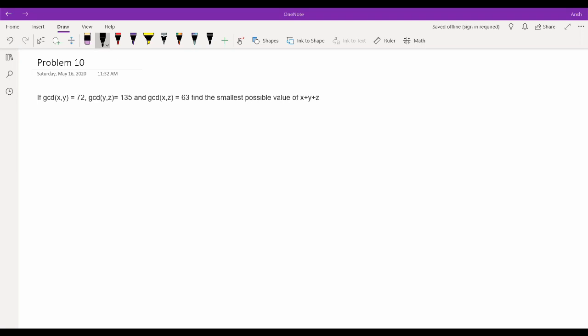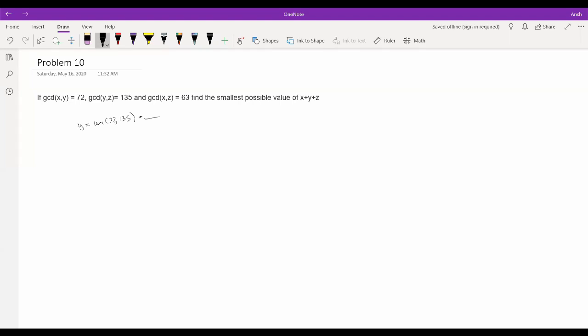Since we know that 72 is the GCD of x and y, and 135 is the GCD of y and z, that means 72 and 135 both have to be divisors of y. So that means y is some multiple of the LCM of 72 and 135. And we can see this is in a much better form because instead of the GCD of some variable, we have the LCM of constants, and we have our variable expressed in terms of that constant.